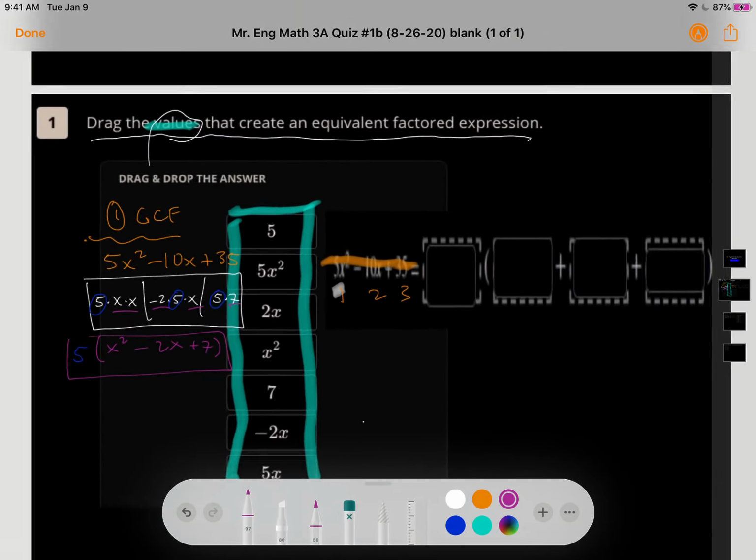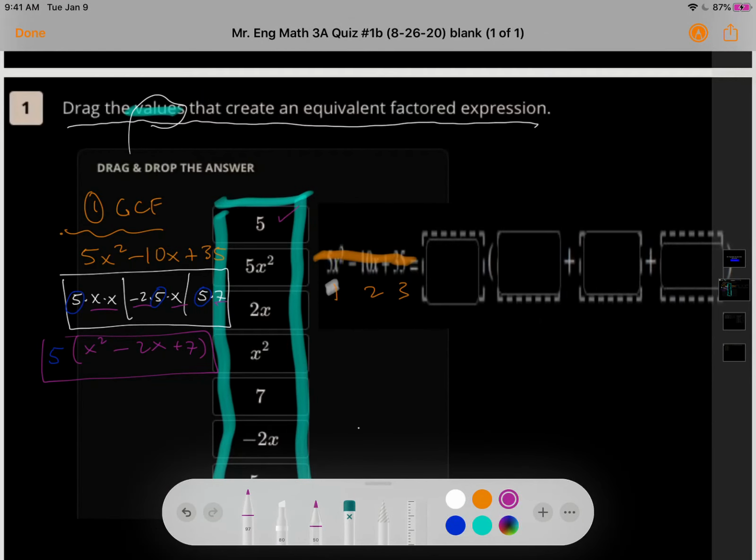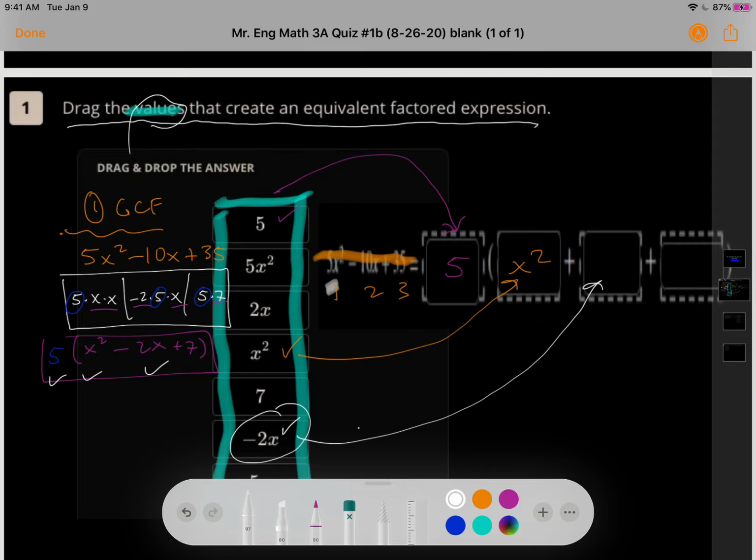So if you were actually writing those, you would take your 5 on the outside, and that's what you would drag and drop right there. Then I would need x squared, so I'd put that one right here. I have this one, negative 2x. Take this one, put it right there. And then the last one I need is a positive 7. So this one would go right there. And that's how you would get your answer.